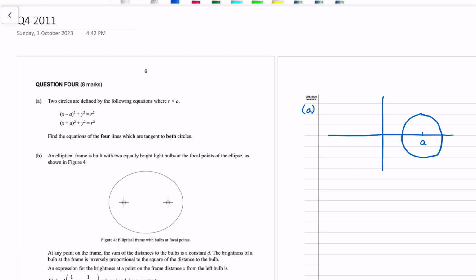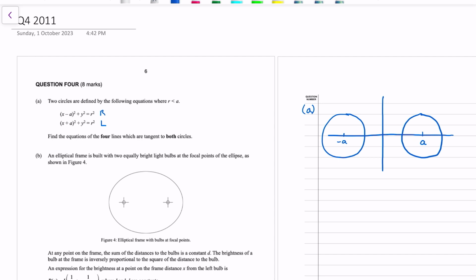Okay, so that's that one, and then the other circle is on the other side of the origin at negative a, and hopefully I draw it with the same radius. That will do, it's a little bit better. Okay, so that one there's the right one, that one there's the left one. Find the equations of the four lines which are tangent to both circles.